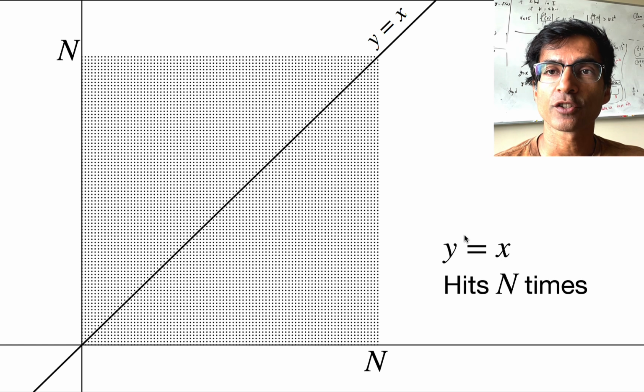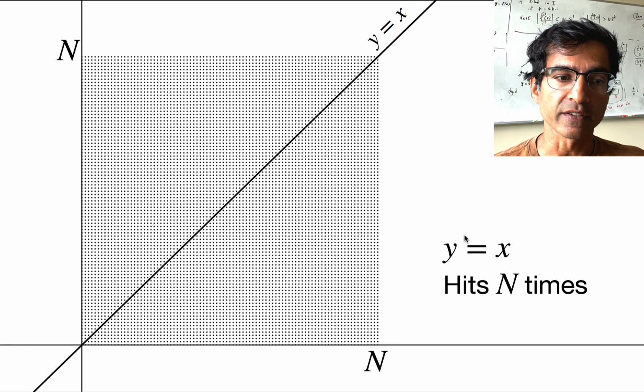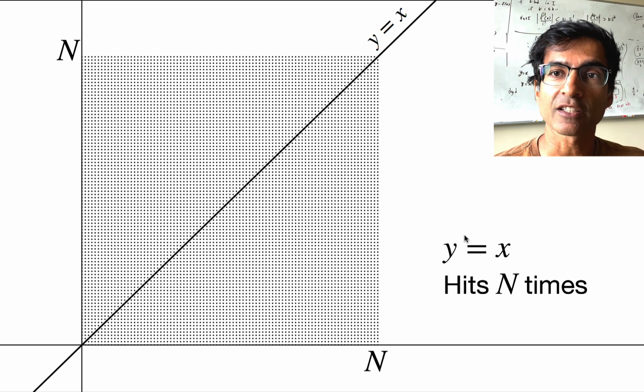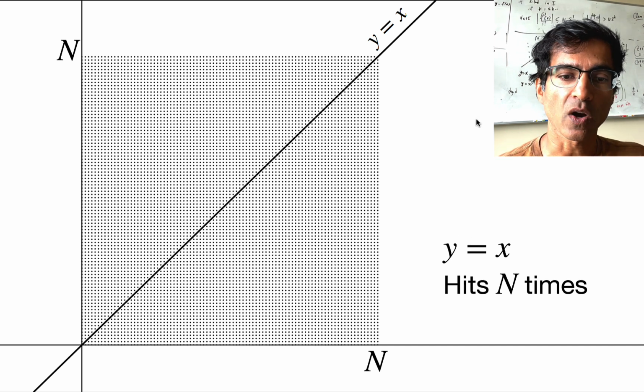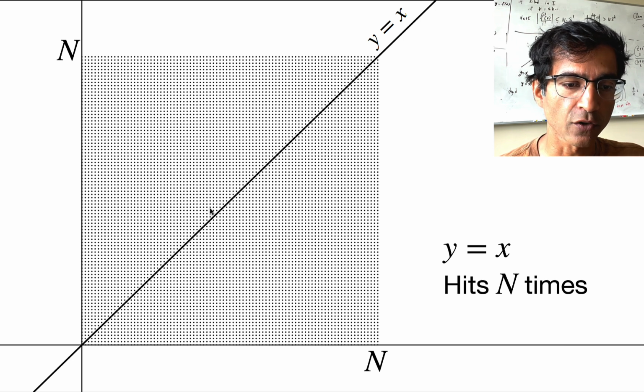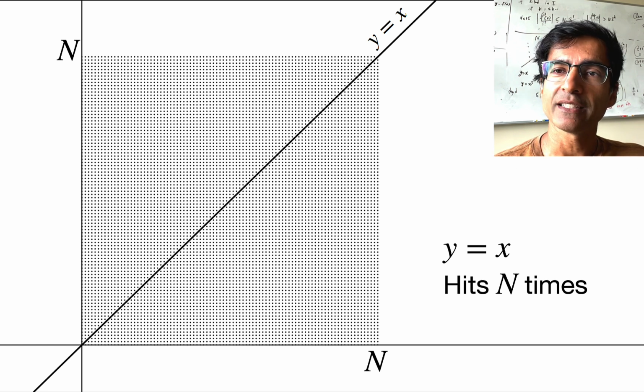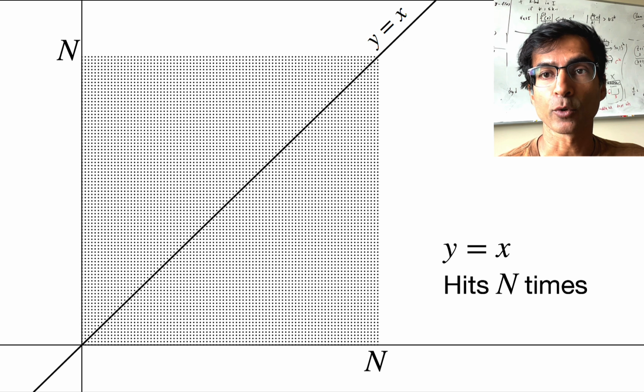Here is a picture of the n by n grid of integer points in the two-dimensional plane. And on top of this picture, I've drawn the curve y equals x. Okay, those are all the points. This line consists of all the points where the x coordinate and the y coordinate are equal. And you see that this line hits n points of this grid. Namely, it hits the points (1, 1), (2, 2), (3, 3), (4, 4), and so on.